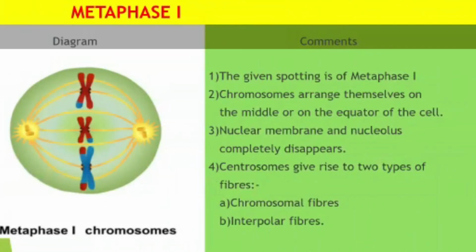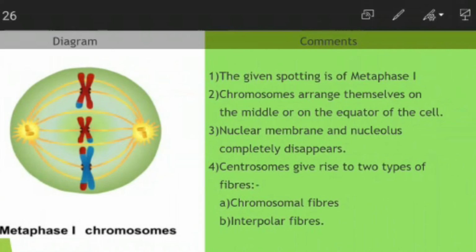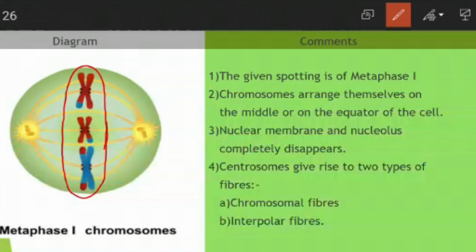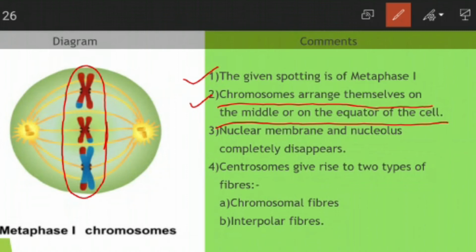Now coming to metaphase 1. How will you identify this? When you see all the chromosomes arrange themselves in the middle, at the center or at the equator, it is called metaphase. What will be your points? The first point will naturally be identification: the given spotting is of metaphase, where chromosomes arrange themselves on the middle or on the equator of the cell. Now see what is happening here. What about the nuclear membrane and nucleolus? Naturally, spindle formation is taking place, so the nuclear membrane and nucleolus completely disappear.